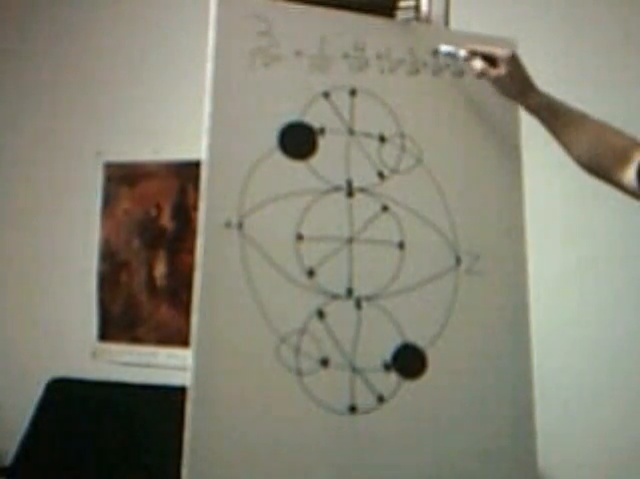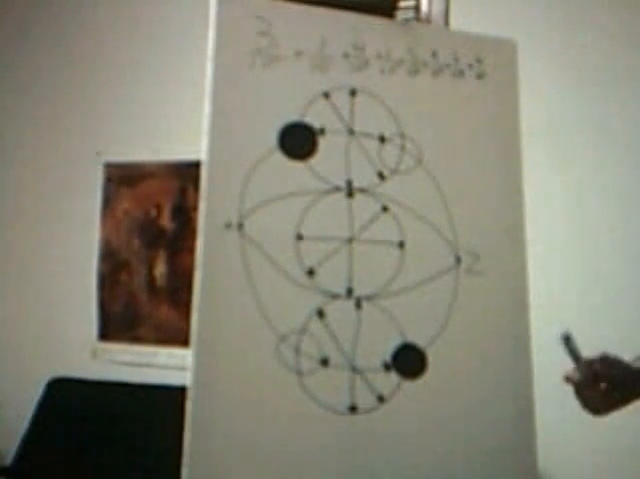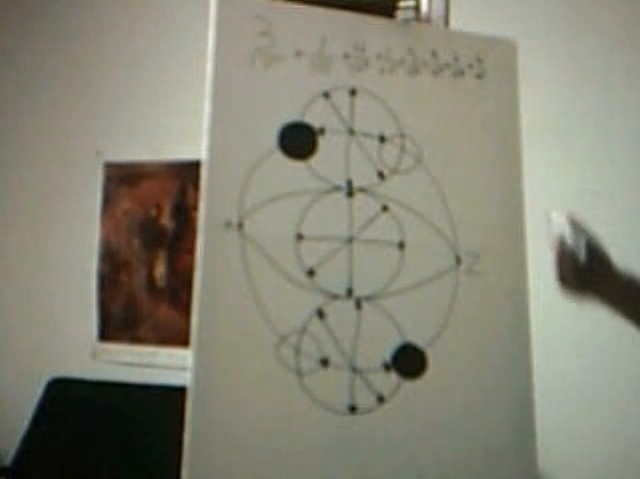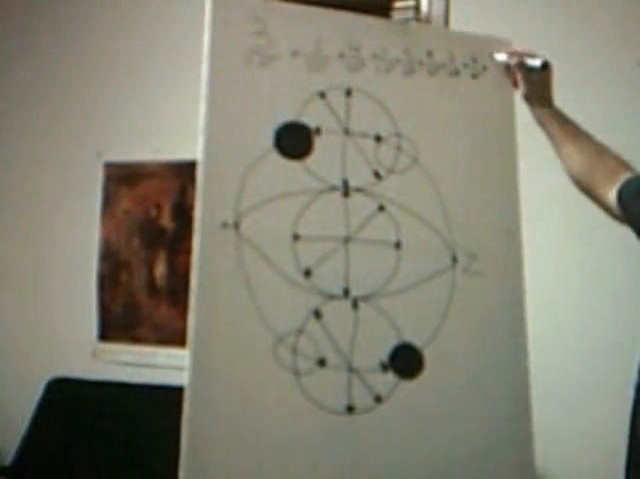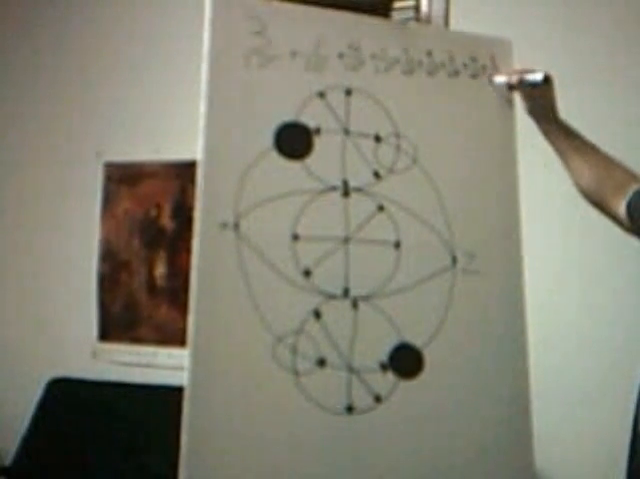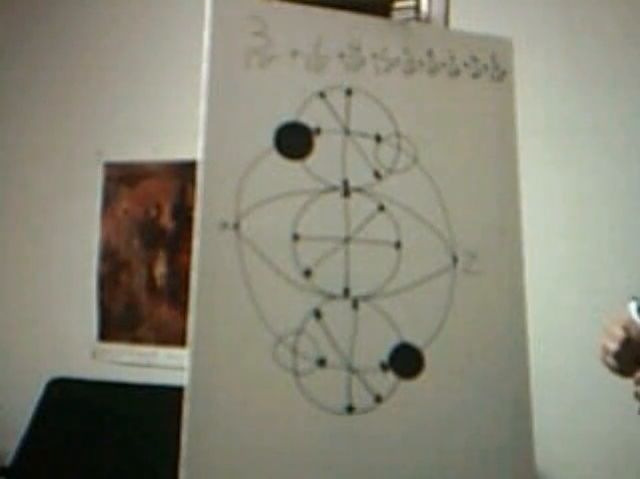3.1415926. For each of these numbers, I've drawn a picture that directly relates to that number. Now, for the next one, 5. This is the first time I break from that pattern.